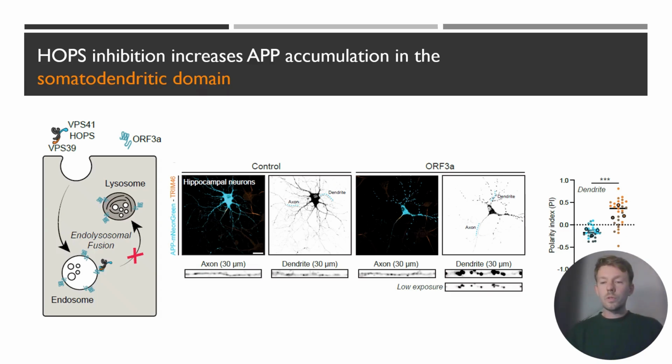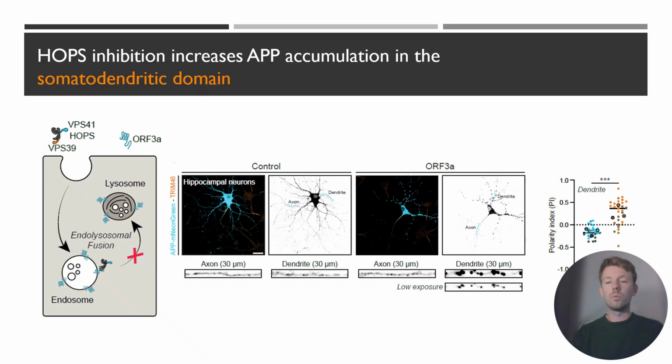To impair HOPS function, we applied a different approach instead of using knockout models. For this, we overexpressed ORF3a, which is a SARS-CoV-2 accessory protein that is able to bind to VPS39, one of the subunits of the HOPS complex. Thereby it has been shown to impair endo-lysosomal fusion that is normally mediated by the HOPS complex. What we find in wild-type cells is that APP is generally slightly polarized to the axonal domain, meaning that there's generally more APP in the axon versus the dendritic domain.